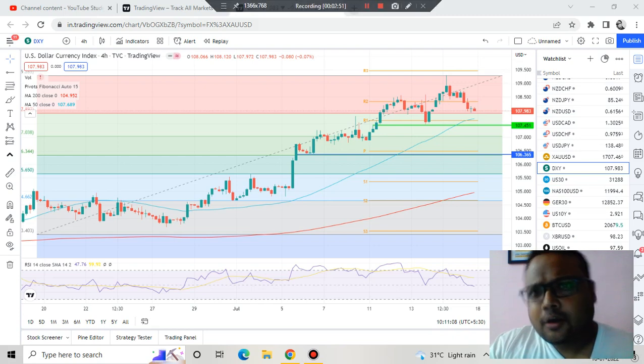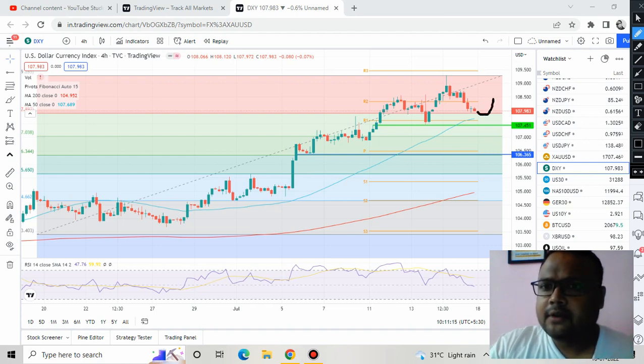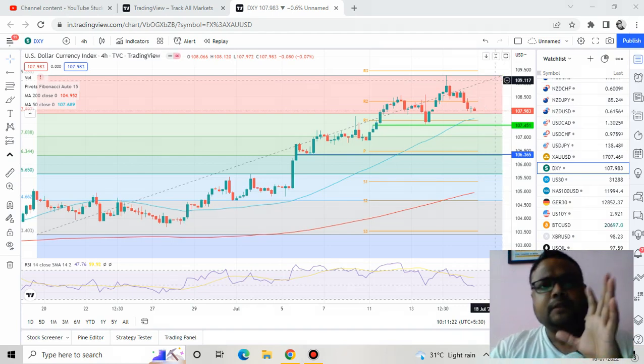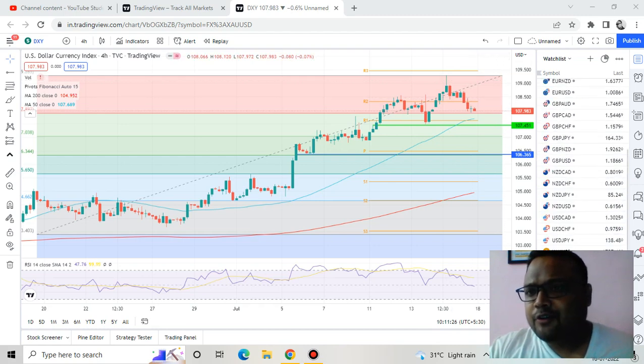So DXY almost closed at the Fibonacci 23.6% retracement level. After the opening there is a possibility of DXY bouncing from here. In case it fails, then 107.45 will come to the rescue. This is the overall picture of DXY. Now let's have a look at the chart of Euro dollar.